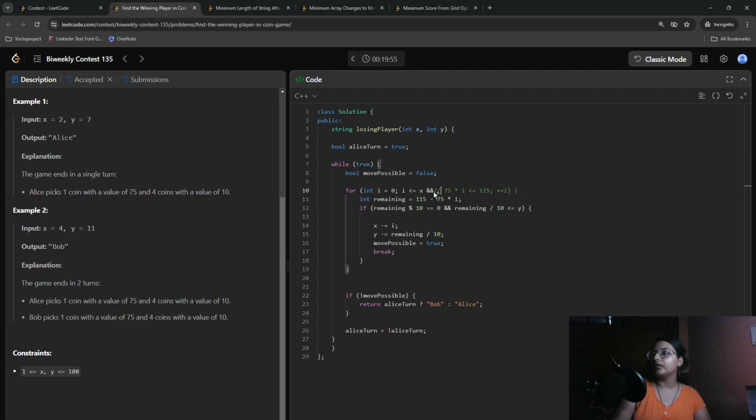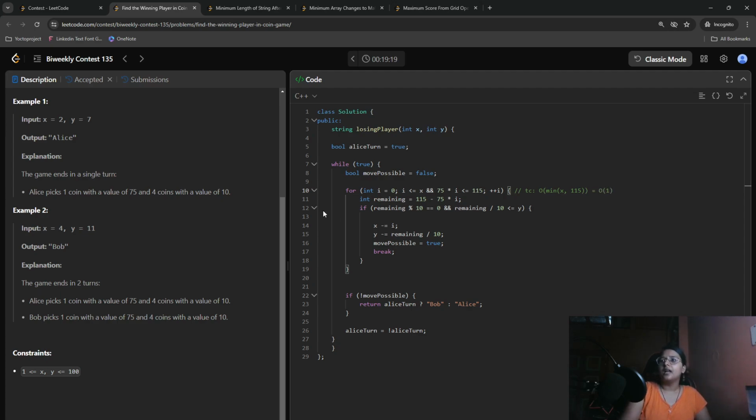Its time complexity would be order of minimum of x comma 115. To be precise, x could go up to 100 only, not more than that. So the time complexity of this internal loop would be up to 100 only, and overall we can clearly say that it would be of order of 1 only.